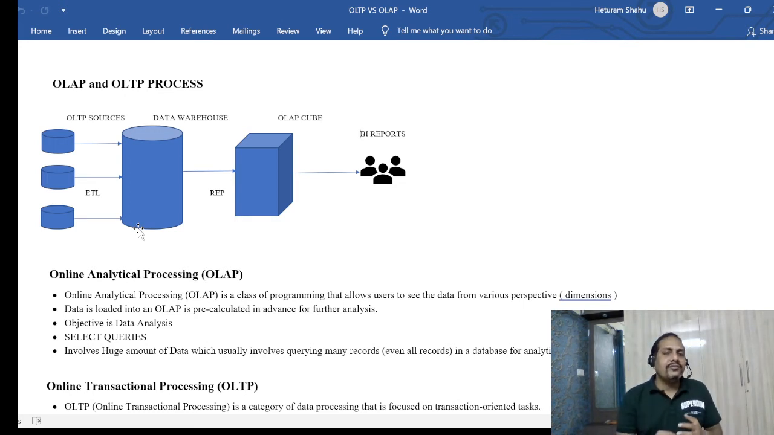Let's say you want to store 10 years of data, then the data warehouse will contain all those 10 years of information for each of the customers. All right, so that is how it is. Okay, so this is nothing but the ETL process.